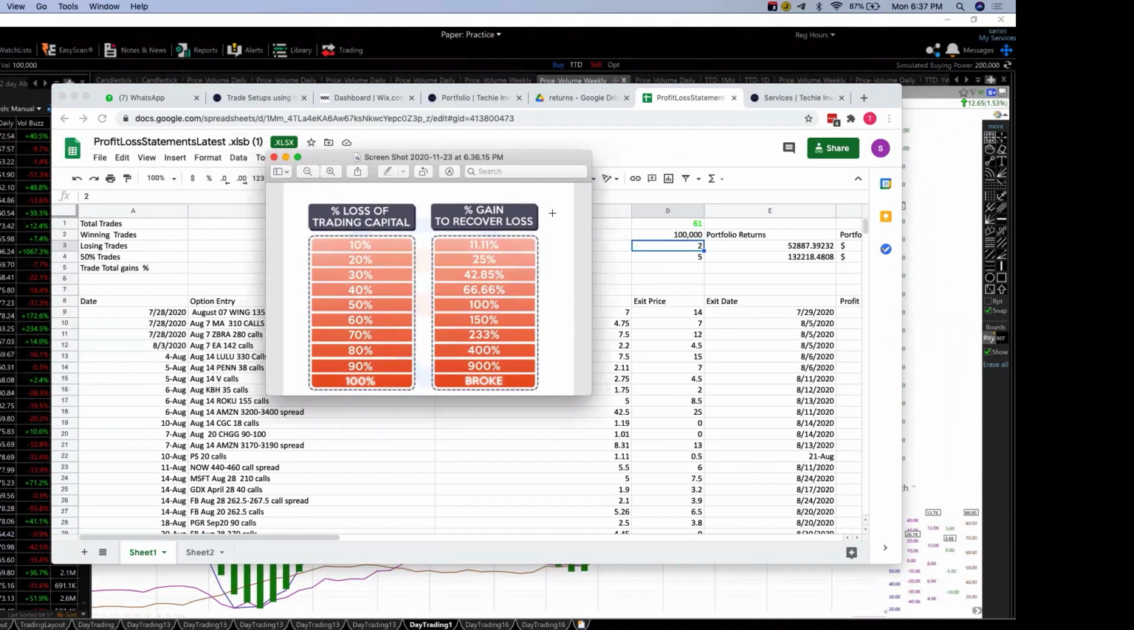If you see this, this is the calculation, guys. If you lose 10% of your trading capital, it takes 11.11% to recover the loss. If you lose 20%, it becomes 25%. If you lose 30%, it's 42.85%. As it gets more and more, if you lose 80% of your portfolio, you have to make 400% back, guys. So it's very, very important that you keep position sizing to not more than 2%.